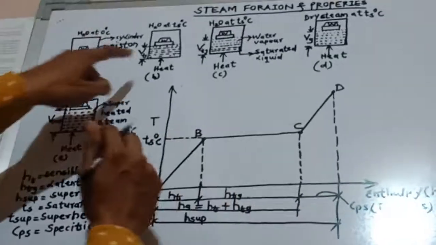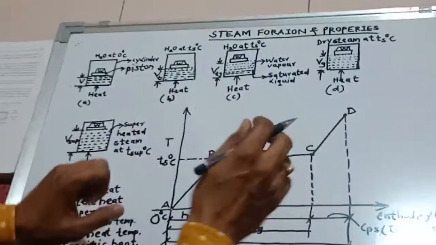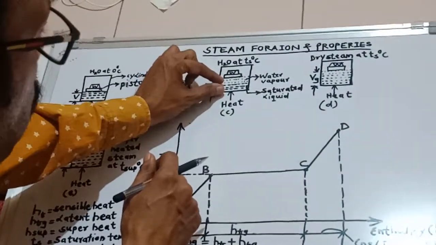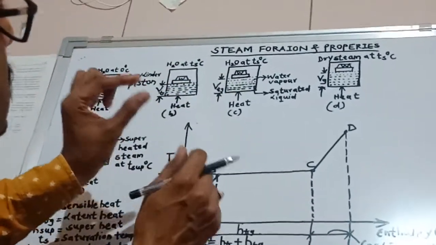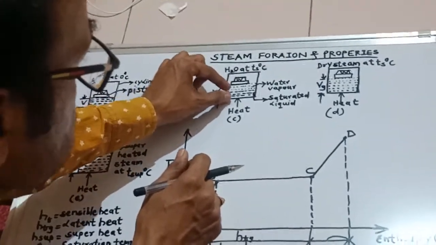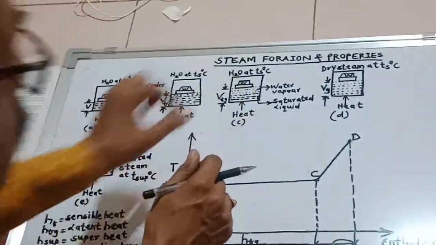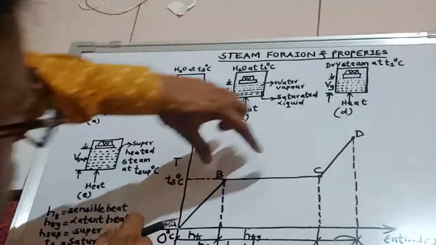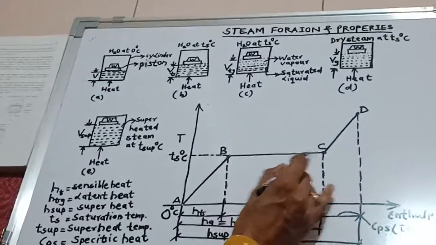Now on further heating, the temperature will not increase. But what will happen? Some of the water starts converting into vapor. So this is not pure water, but this is water plus vapor. The steam formed here is known as wet steam. So this portion B to C is the wet steam portion.